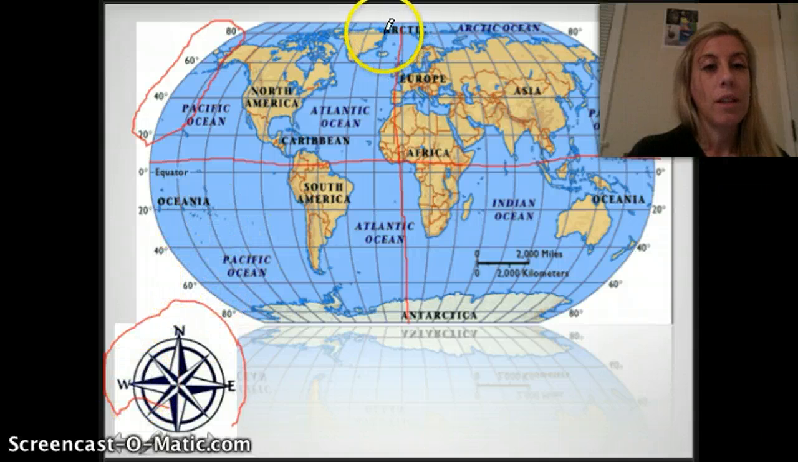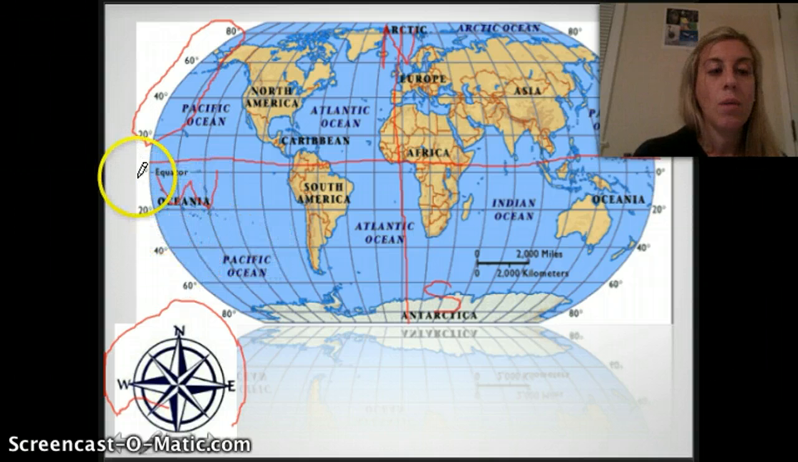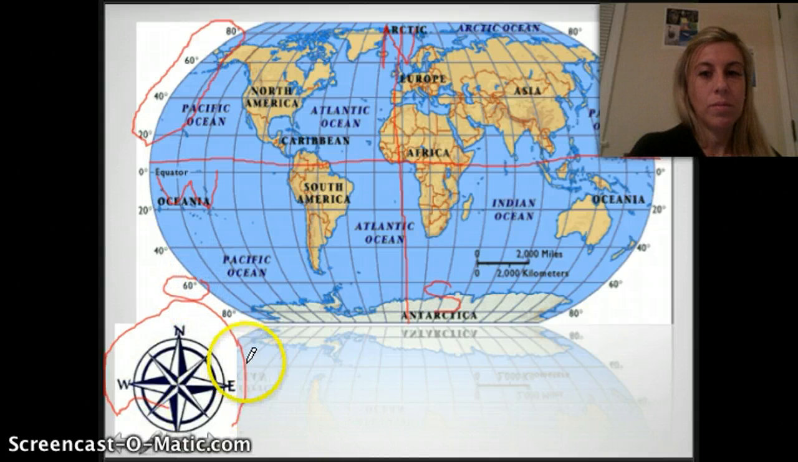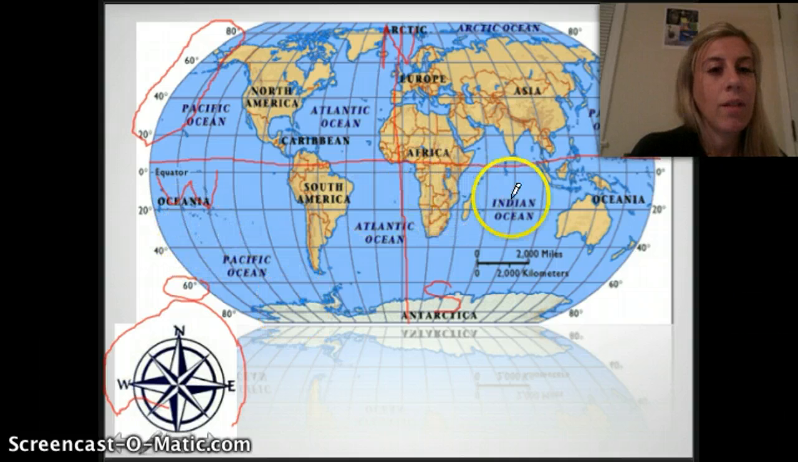So if we were to take a look at this compass rose and map that out on our globe, we would have north, east, south, and west. So this is how we would know our degrees. If we were in this area, we would have 60 degrees west. If you were in this quadrant, you would be east. And again, the lines of longitude run from north to south. Okay.